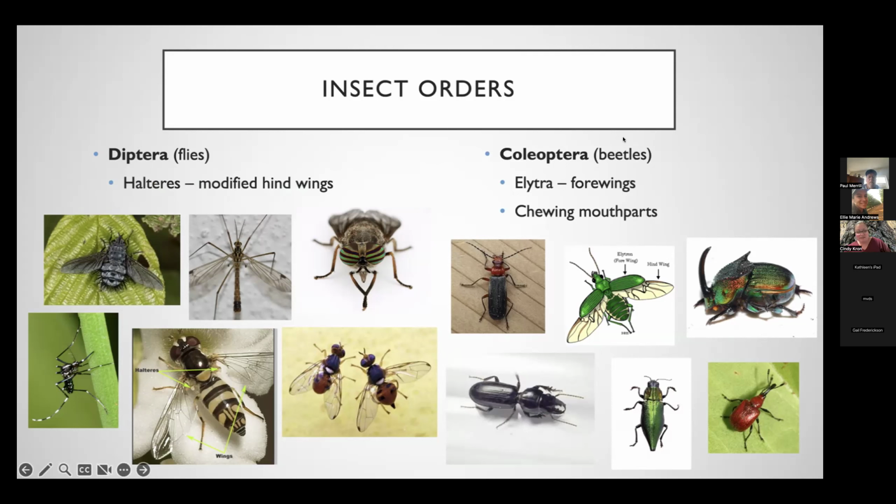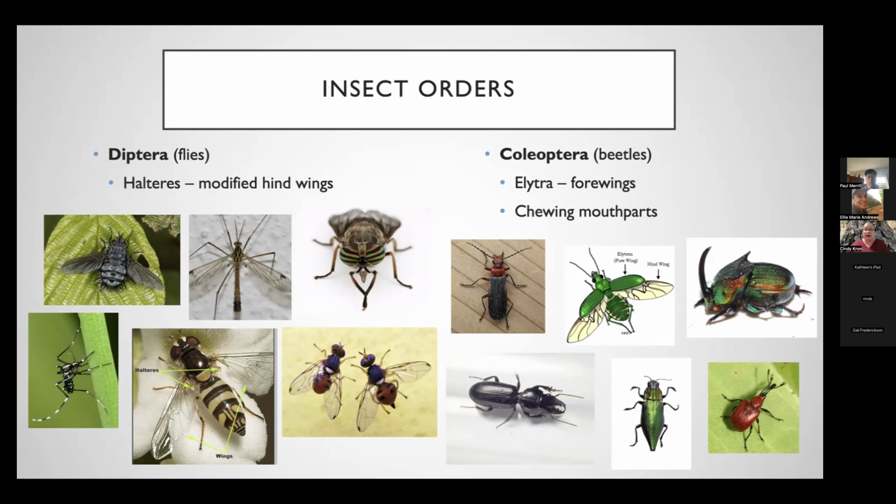Coleoptera, we have beetles. So, elytra, which are their forewings, is hardened with some exception. The soldier beetle is not as hard as, say, this beetle down here. Their hind wings are tucked under the hardened outer forewings, and so you don't necessarily see them most of the time, but they are there.